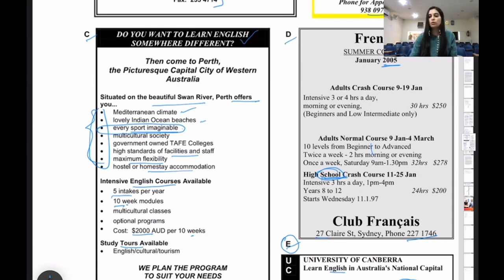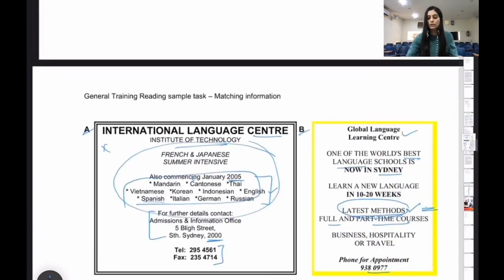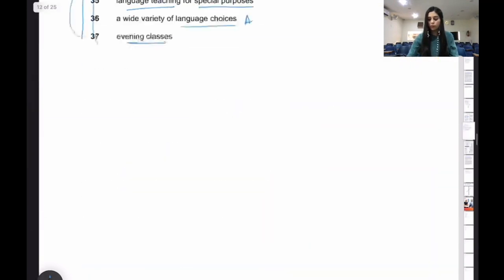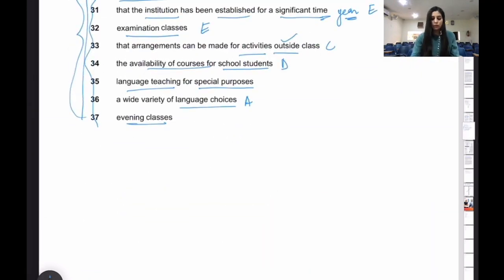High school crash course, 11th till 25th January. In fact, you don't even have to read the entire sentence there. You don't have to waste your time on the age group until and unless they've asked. Which year they are in, 8 to 12. You don't have to get into all of that. Just focus on what the question is asking and accordingly mark the answers. So the availability of courses for school students would be in D here. Then we are left with language for special purposes and evening classes.